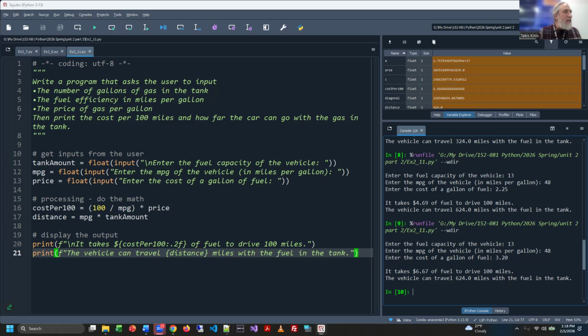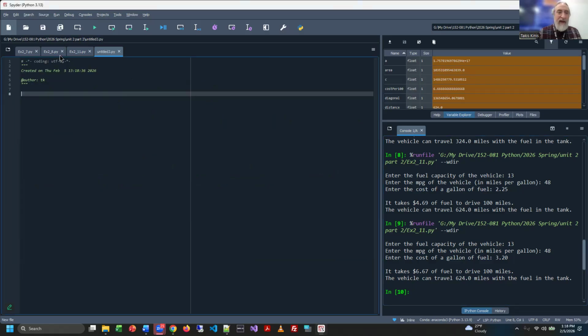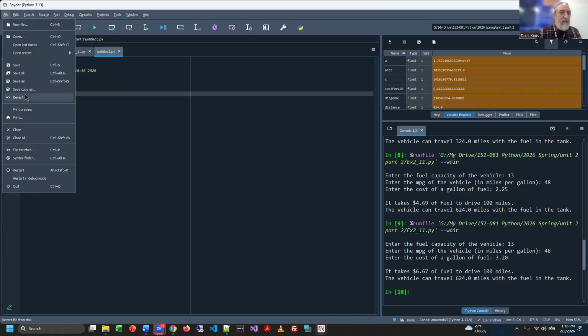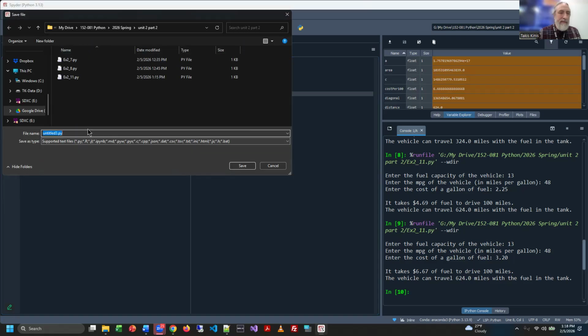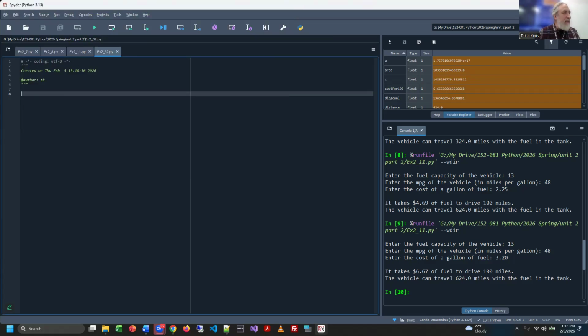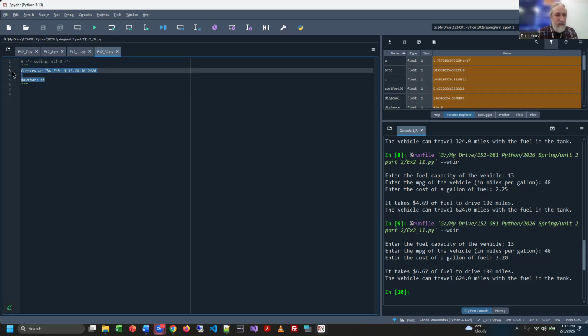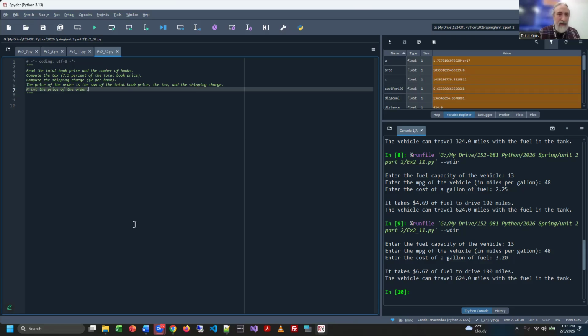The next exercise is 2.32. I'm going to go ahead and start a new program file here. Let's do our save as. X232, yep. Let's paste in the instructions. Zooming in a little bit.